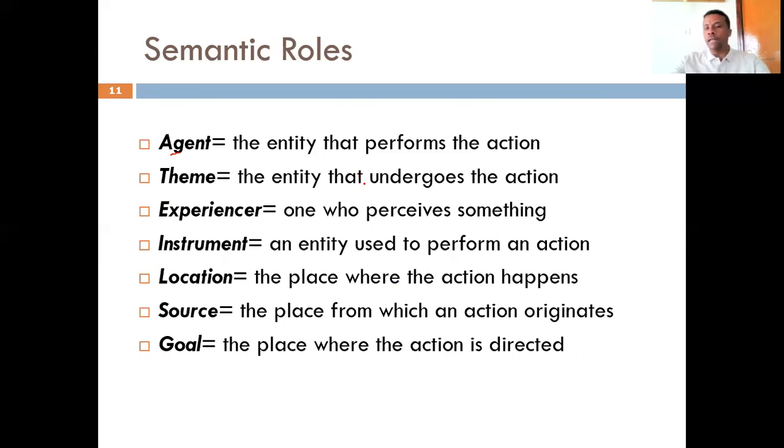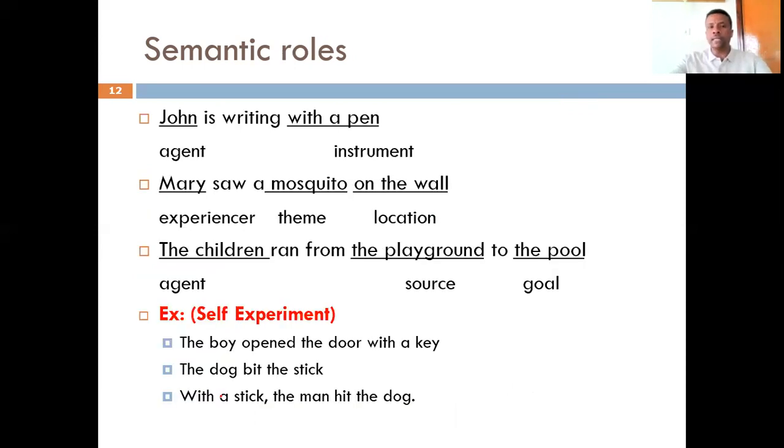We have a theme, an entity that undergoes the action. We have experiencer. We have instrument, location, source, and goal. And we can have many semantic roles. These are some of the examples. If you say John is writing with a pen, John is the agent, writing is the verb or the action, and with a pen is an instrument.